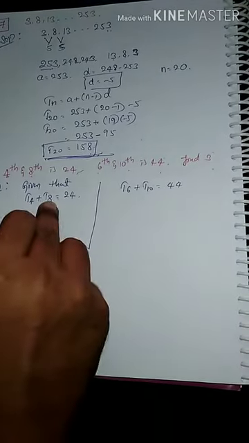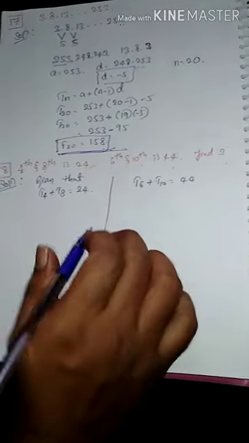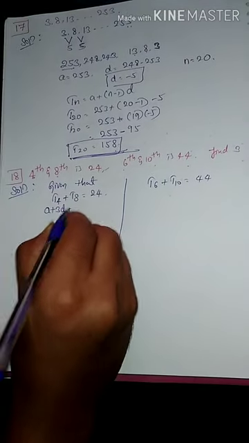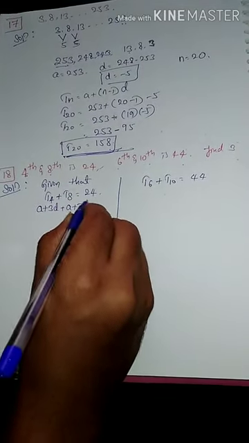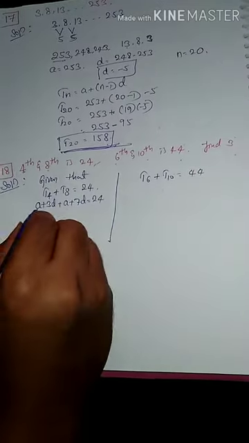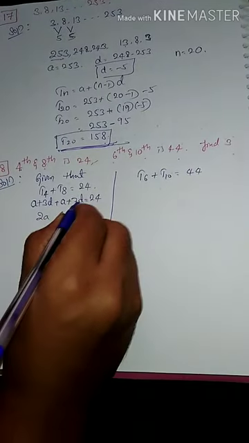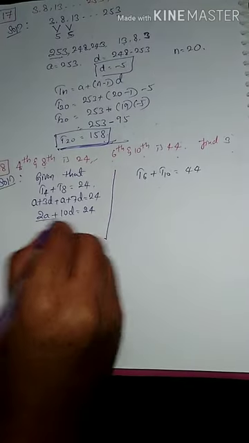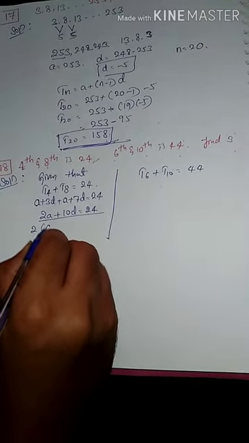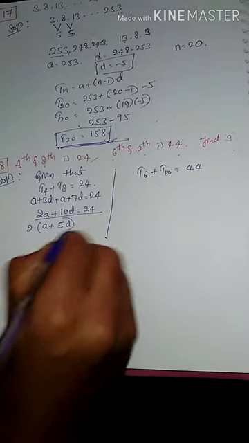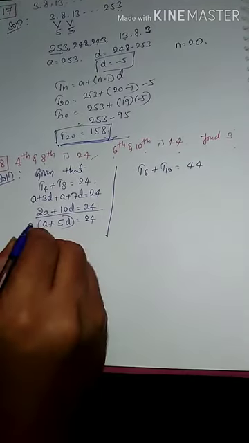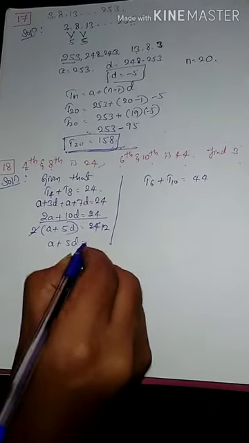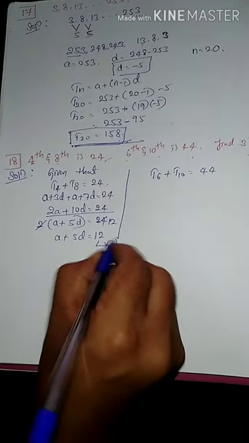So the sum of 4th and 8th term is 24, and the 6th and 10th term is 44. But we know that T4 is nothing but A plus 3D, and T8 is nothing but A plus 7D, is equal to 24. So A plus A is 2A, 3D plus 7D is 10D, is equal to 24. And 2 is common here, take it outside: 2 into A plus 5D is equal to 24. 2 1s are 2, 12 2s are 24. So A plus 5D is equal to 12. It is called equation number 1.